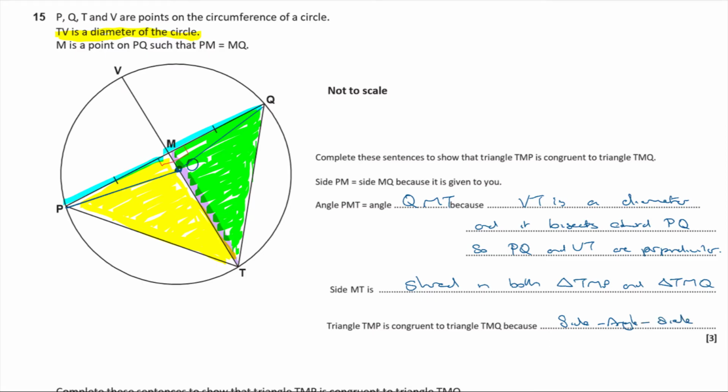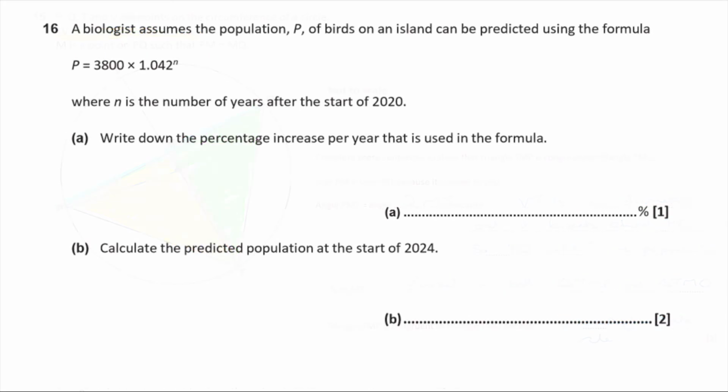Question 16. A biologist assumes that the population P of birds on an island can be predicted using the formula P equals 3,800 times 1.042 to the power of n, where n is the number of years after the start of 2020. Part A says write down the percentage increase per year that is used in the formula. Well, it comes from this bit here, doesn't it?